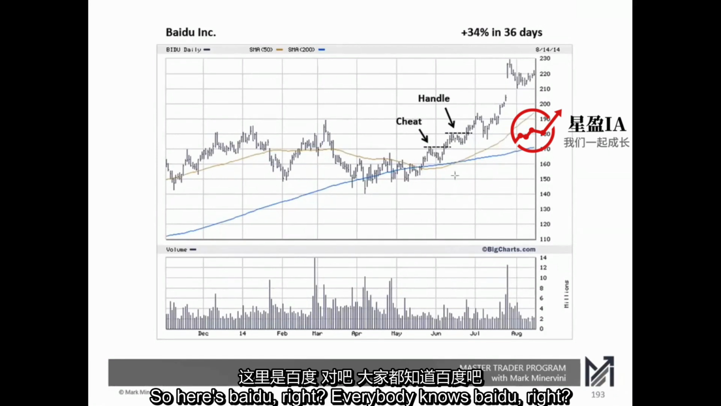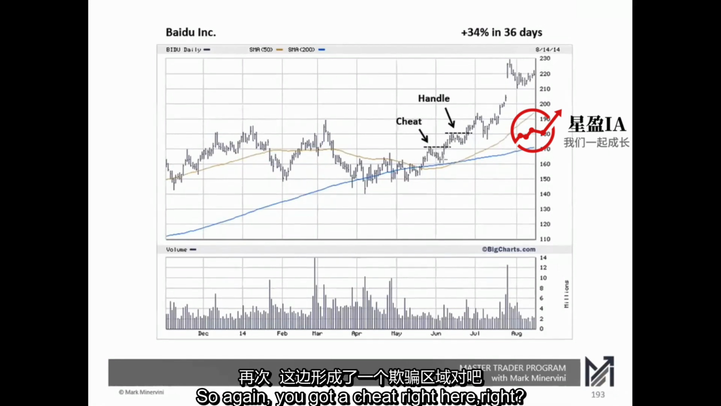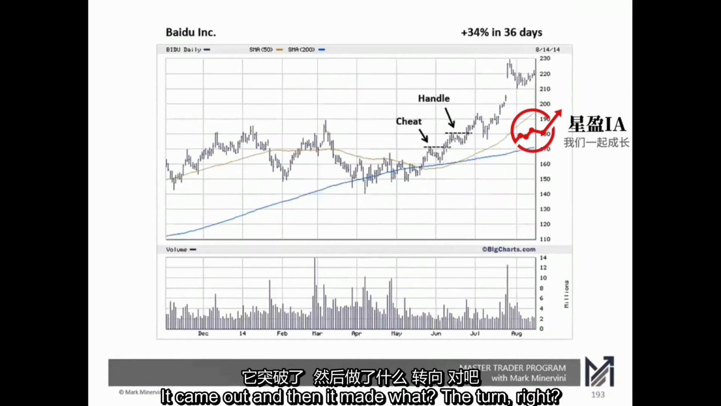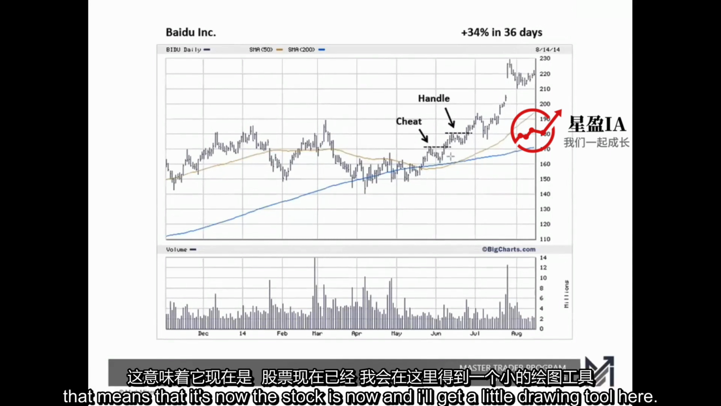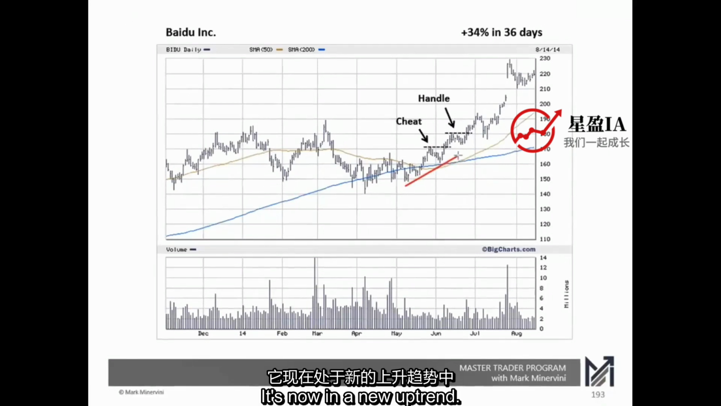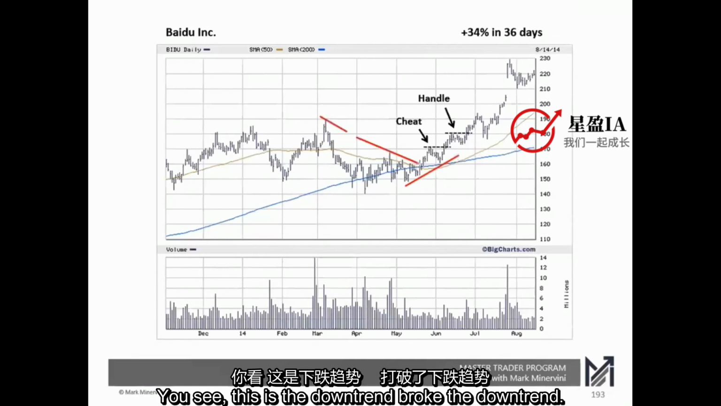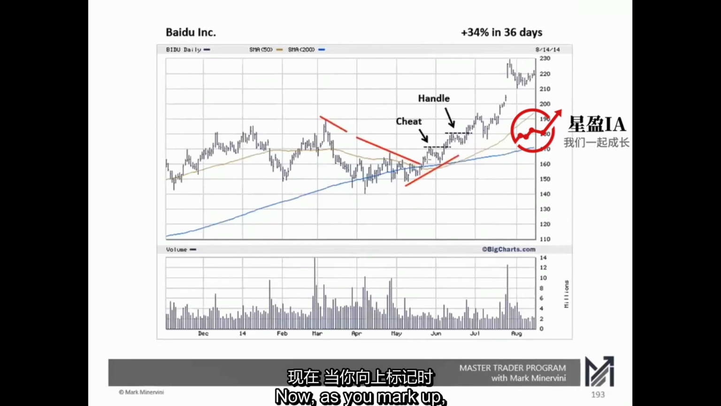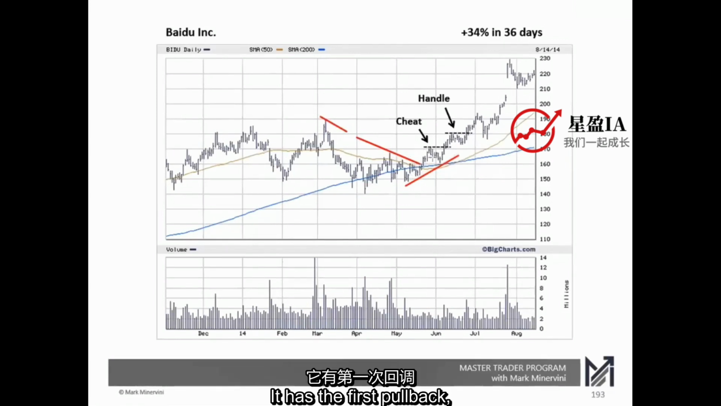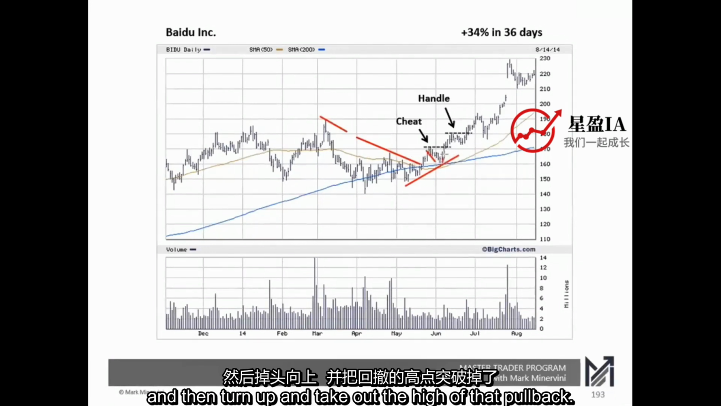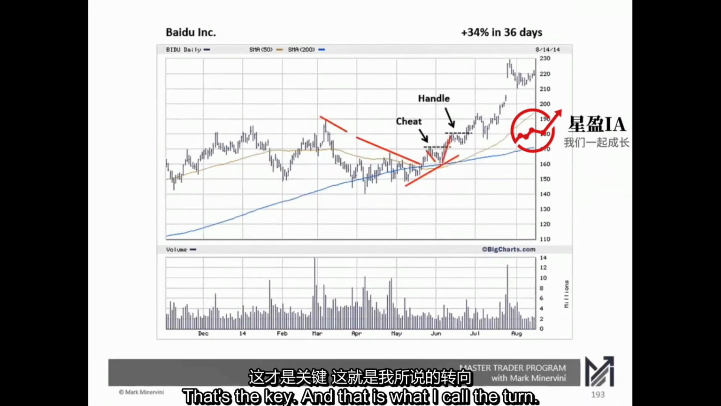All right, everybody knows Baidu, right? So again, you've got a cheat right here. It came out and then it made what? The turn, right? So once it breaks that downtrend, marks up, pulls back, when it gets above that high, that means the stock is now, and I'll get a little drawing tool here, in a new uptrend. You see, this is the downtrend, it broke the downtrend, and now as you mark up, the break of the downtrend is not a new uptrend. It has to first pull back and then turn up and take out the high of that pullback. That's the key. And that is what I call the turn.